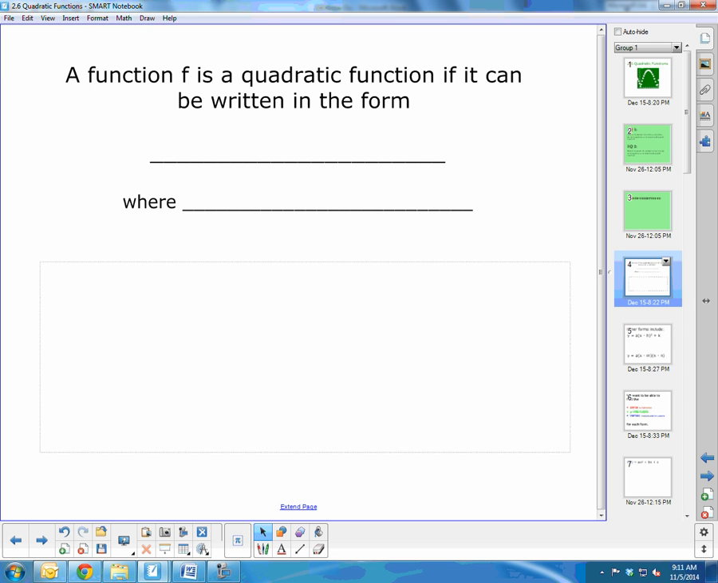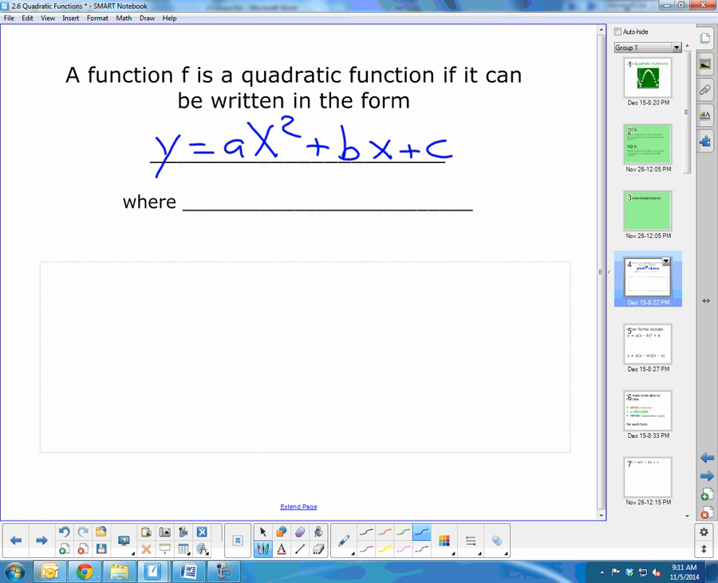A function f is a quadratic function if it can be written in the form y equals ax squared plus bx plus c, where a, b, and c are any real numbers. Positive, negative, big, small, radicals, anything like that is fine. Fractions, no big deal. And one additional thing is that a cannot be 0.